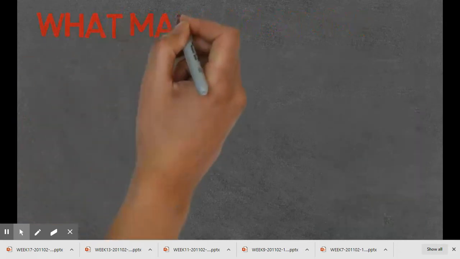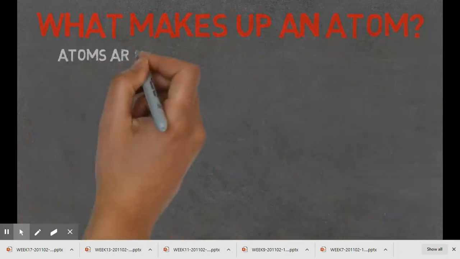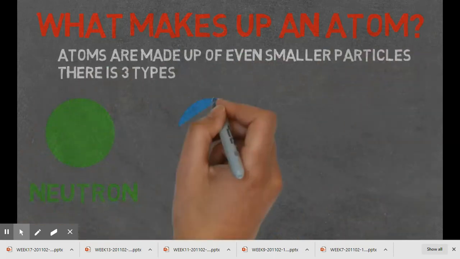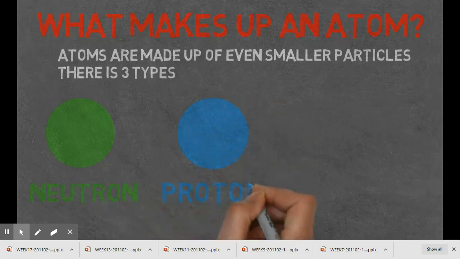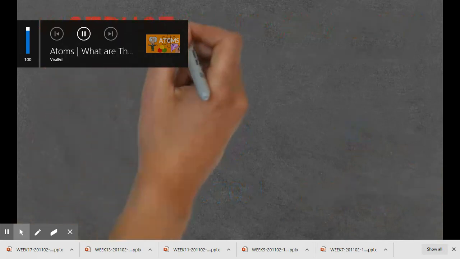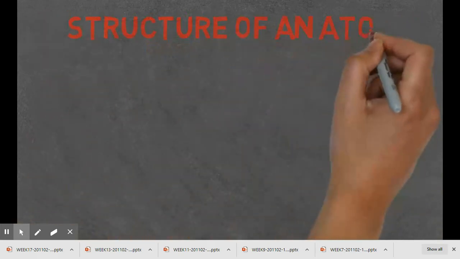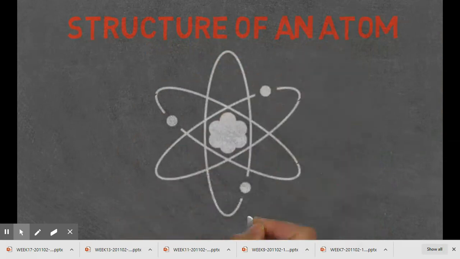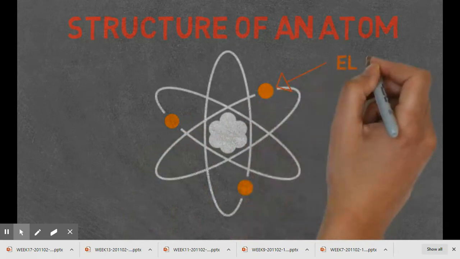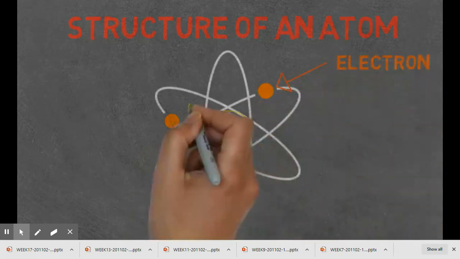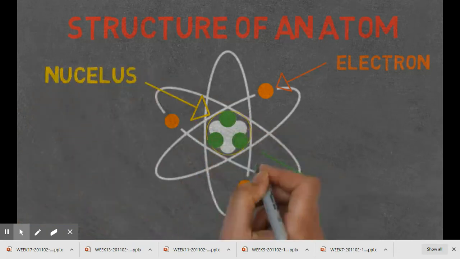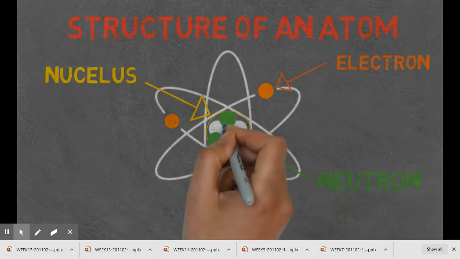So what makes up an atom? Well, atoms are made up of three even smaller particles, which are called neutrons, protons, and electrons. Now that we know what an atom is and what it's made up of, we can look at its form and structure. Those white lines surrounding the center of the atom are known as the electron shell. It is where the electrons spread out around the nucleus. The nucleus is the dense core in the center of the atom. Within this dense core, you can find both protons and neutrons.